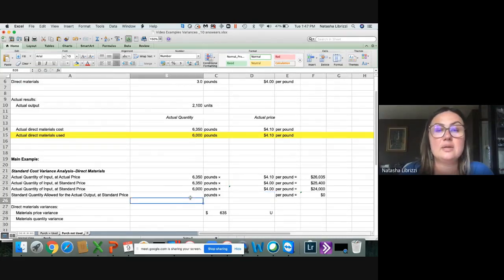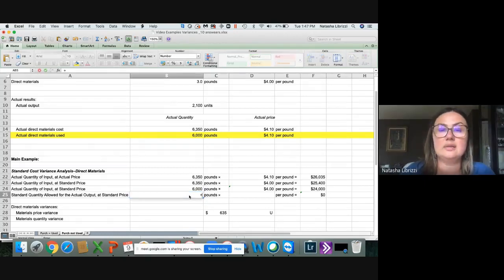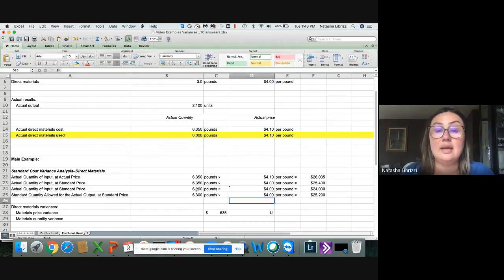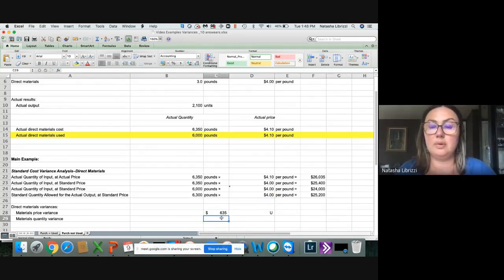That changed my actual quantity of input at a standard price. Now, my standard quantity, I did not change anything else. What I should have used for 21,000 units is this times 3 per pound. So I should have used 63, and again, I'm going to price this at a standard price. And now you can see I used 6,000 and I should have used 6,300.